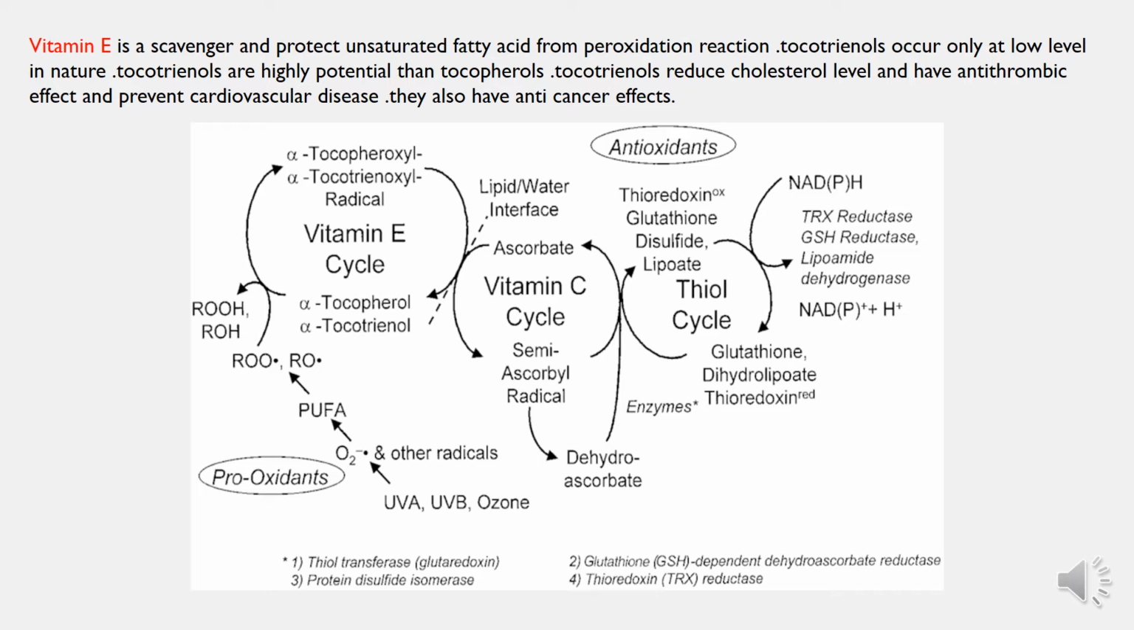Tocotrienols occur only at low levels in nature. Tocotrienols are more potent than tocopherols. Tocotrienols reduce cholesterol level, have an antithrombotic effect, and prevent cardiovascular disease. They also have an anti-cancer effect. So this is the cycle. You can go through the cycle: the vitamin E cycle, the vitamin C, thiol cycle, and this is an easy cycle, not the complex.